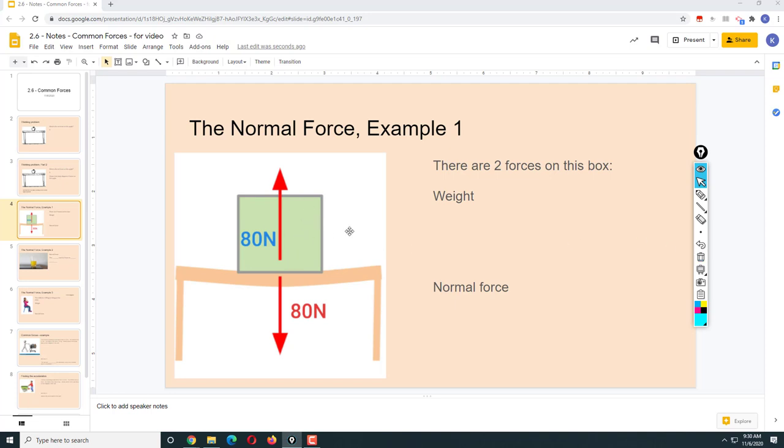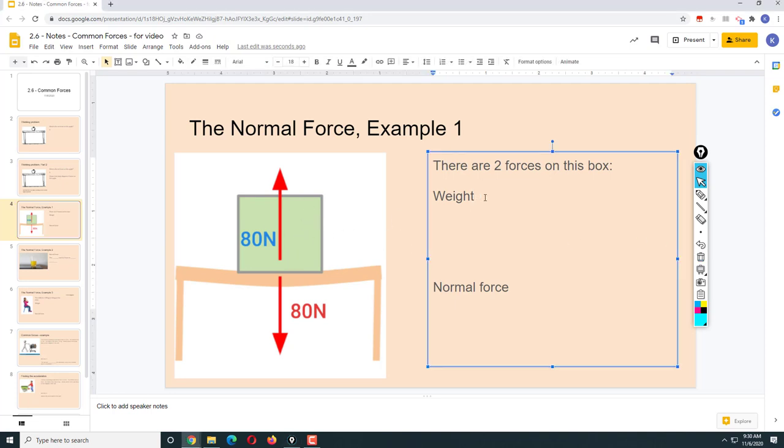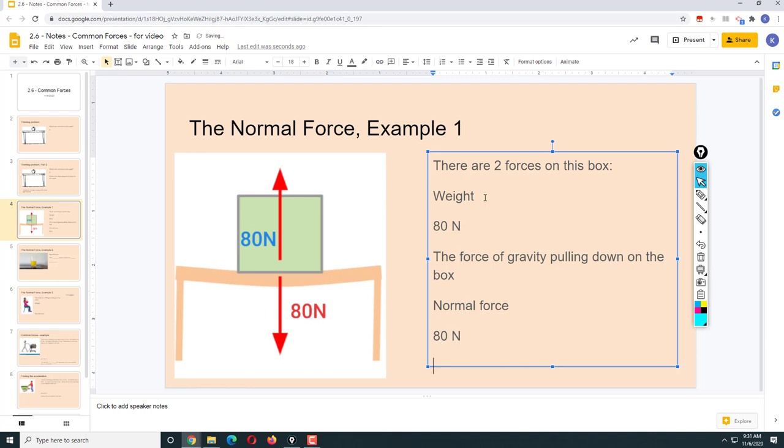So if we have a box and a table, there are two forces on this box. The weight is 80 newtons, and the weight is actually the force of gravity pulling down on the box. We'll learn about what that means later. Really, what's happening is the Earth is pulling the box down. The normal force is also 80 newtons. It is the table pushing up on the box. So the table pushes the box up, the Earth or gravity pulls the box down, and the net force is 0.